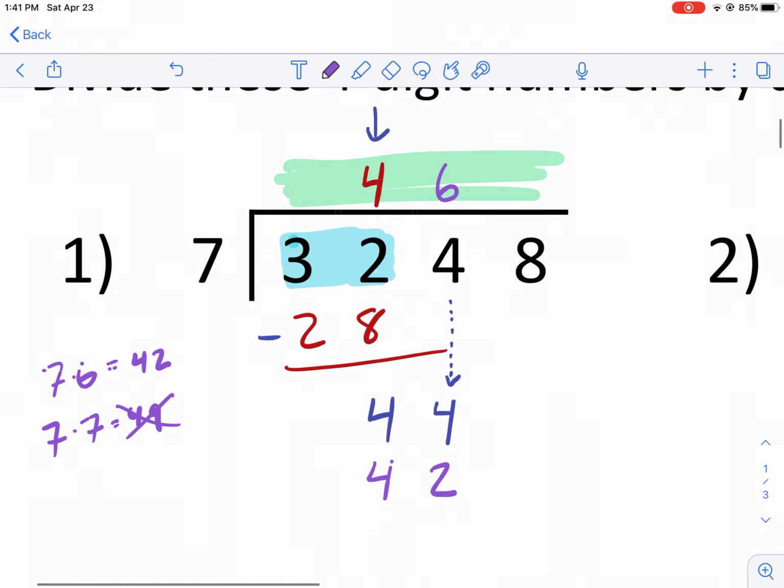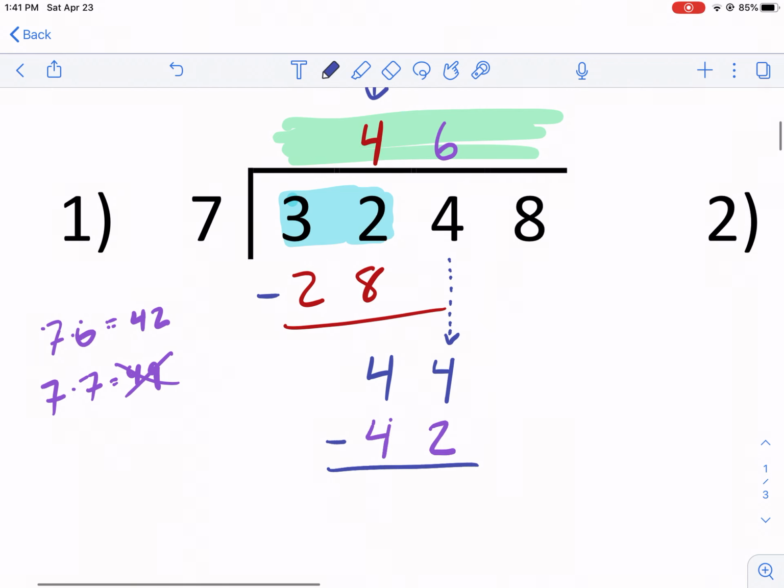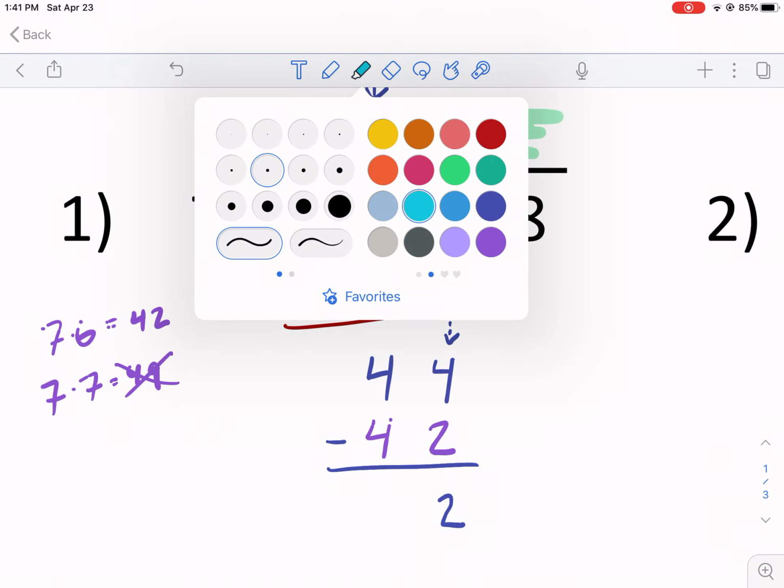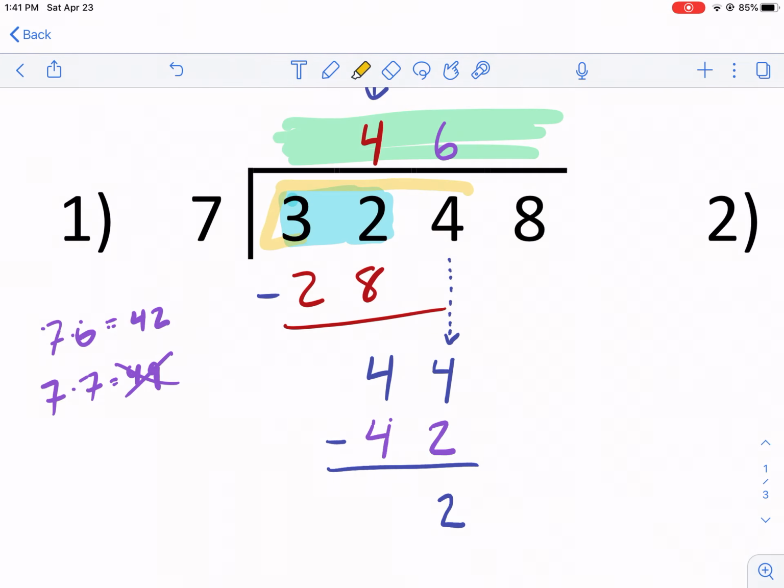And again, what am I doing? I am subtracting because it's bigger. And I want to see what is left over. Okay, so I do 44 minus 42, and I got 2. Right now, just as a check-in, I know that 7 times 46 almost equals 324, but not exactly. But that's not the number. We don't need to worry about it. Technically, we have a remainder with that, but we're not done with our number.